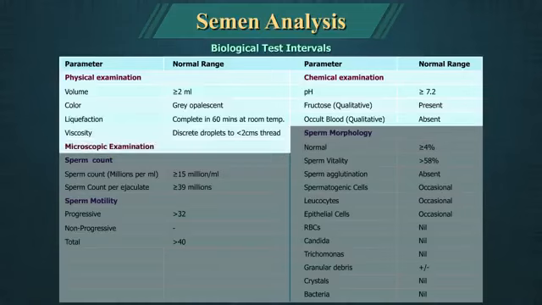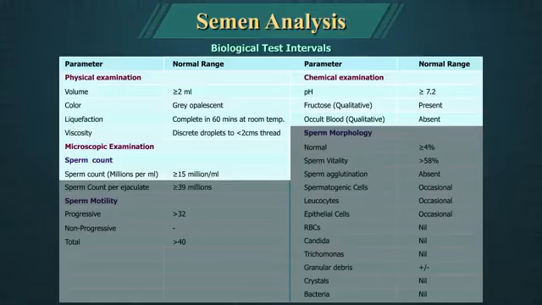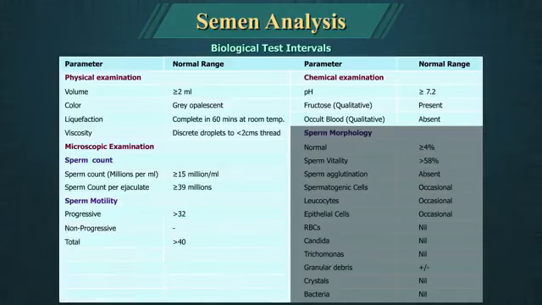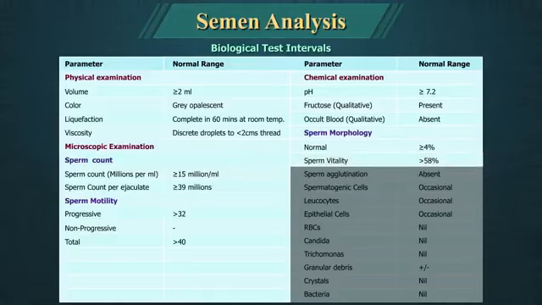Microscopic examination. The sperm count is more than 15 million per ml and sperm count per ejaculate is more than 39 million. Sperm motility: progressive motility should be more than 32%. Total motility should be more than 40%. Sperm morphology: normal sperms are more than 4%. Sperm vitality more than 58%.